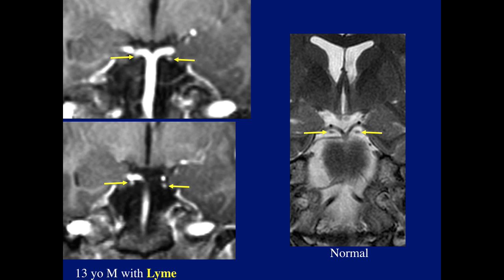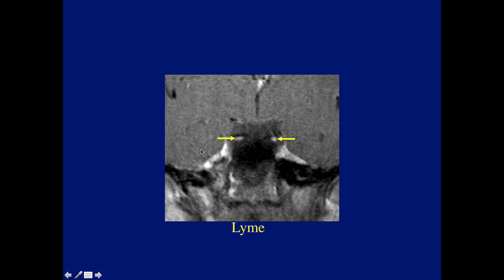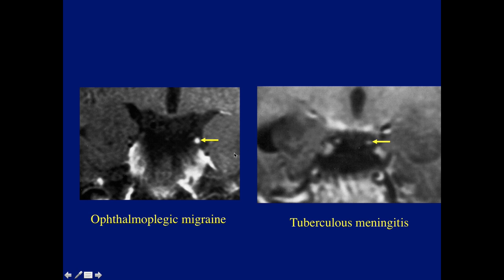Patient was Lyme. Again, abnormal enhancement of the third nerve just below the posterior cerebral arteries. We don't see the superior cerebellar. Again, normal for comparison. Now, a little further anteriorly, there are really few landmarks. So here, again, the two third nerves enhancing by the mantle cell lymphoma. Here, Lyme disease on the coronal plane, cisternal portion of the third nerves enhancing. This was ophthalmoplegic migraine, the third nerve faintly enhancing in the coronal plane.